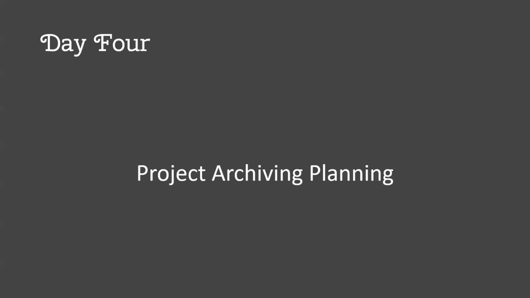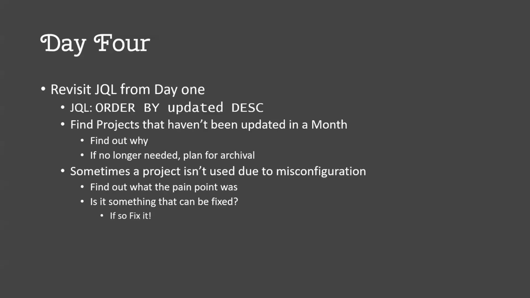So day 4. On day 3, we figured out our schemes. We started getting a plan together towards cleaning up. Day 4 is continuing that theme with figuring out what projects may need to be archived. To do this, the first thing I do is review the JQL from day 1. Then I start scrolling down the list till I get to issues that haven't been updated in a month.